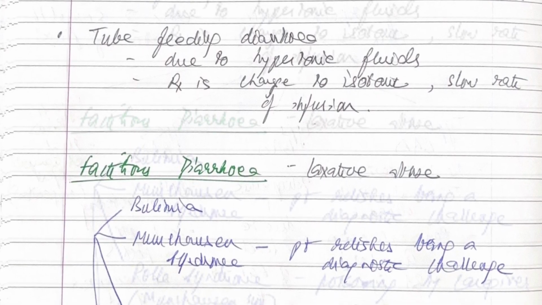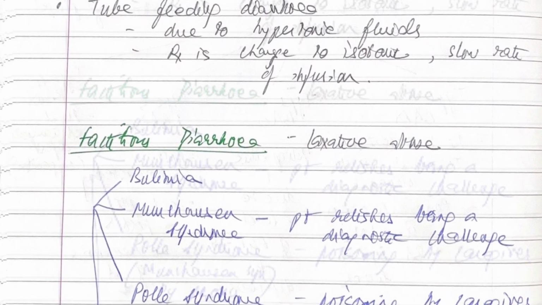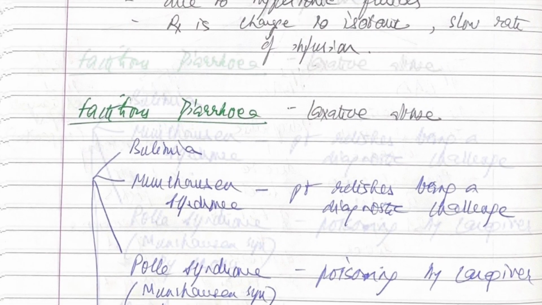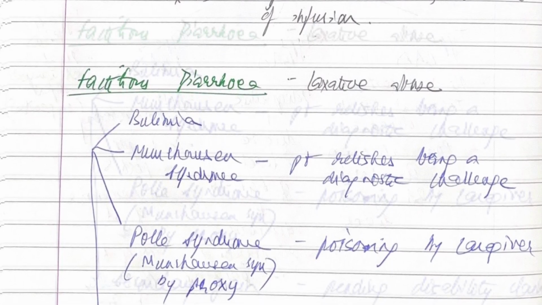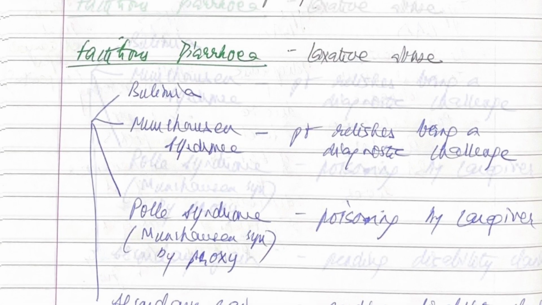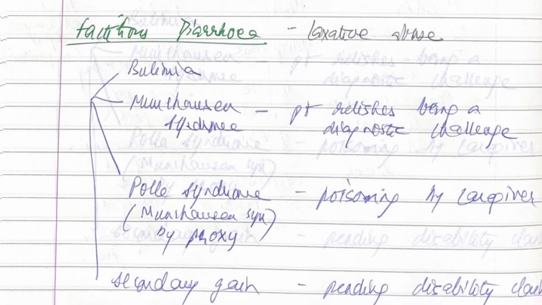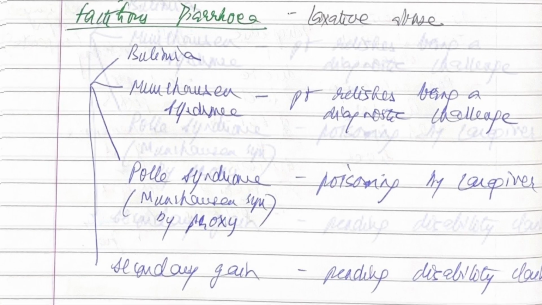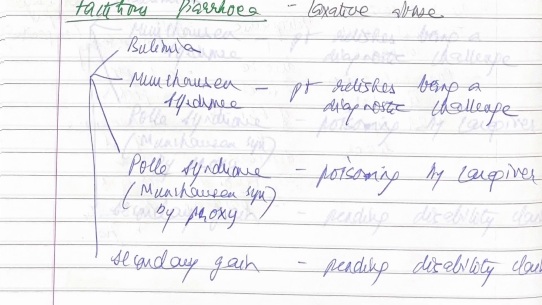Factitious diarrhea is nothing but laxative abuse. This could happen because of bulimia, somebody trying to lose weight and taking laxatives for that purpose. Munchausen syndrome, the patient relishes being a diagnostic challenge and therefore keeps taking laxatives. Polle syndrome, which is Munchausen syndrome by proxy. This is poisoning by a caregiver for certain reasons. And then there is secondary gain, for example, a pending disability claim.